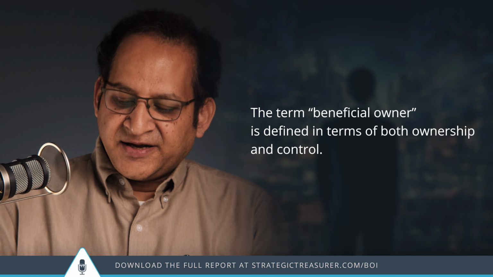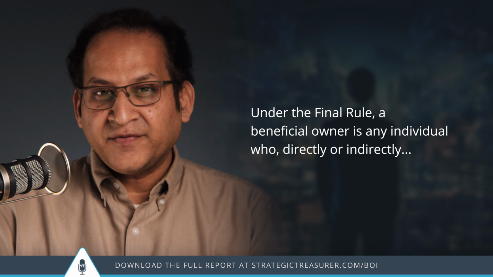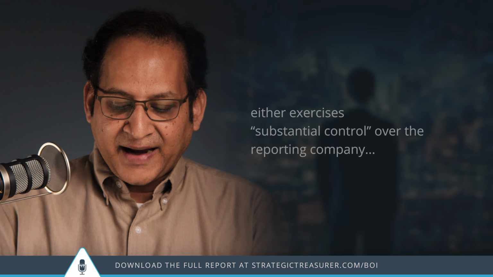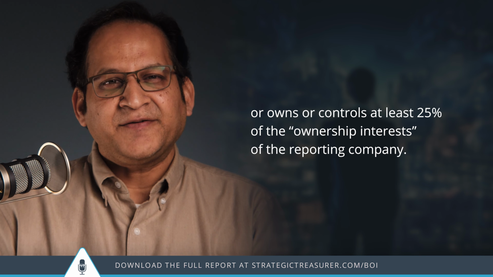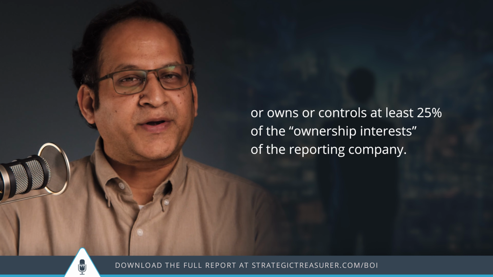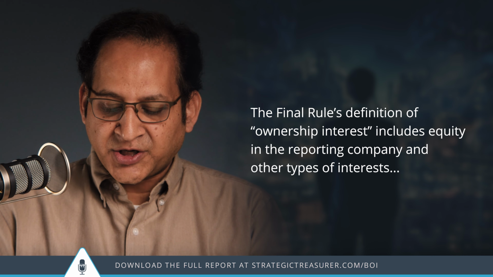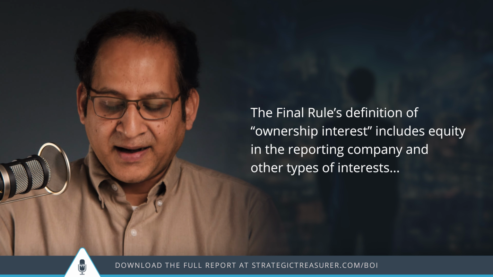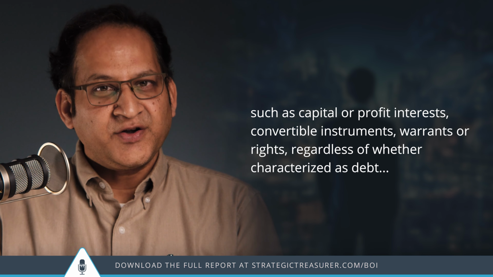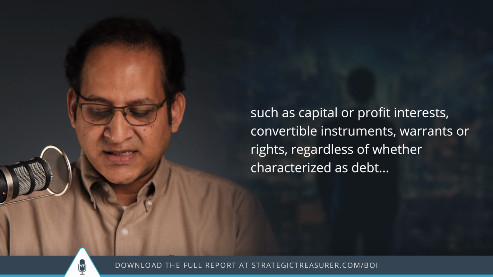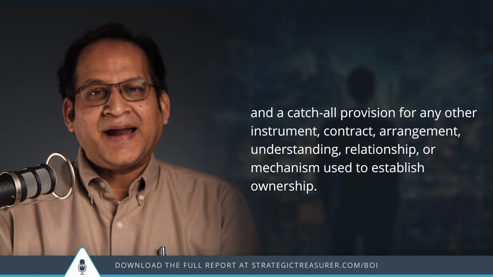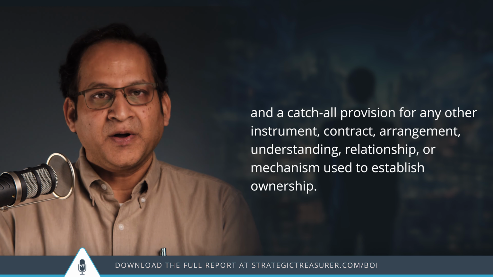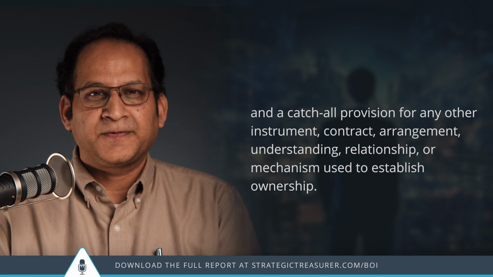The term beneficial owner is defined in terms of both ownership and control. Under the final rule, a beneficial owner is any individual who directly or indirectly either exercises substantial control over the reporting company or owns or controls at least 25% of the ownership interests of the reporting company. The final rule's definition of ownership interest includes equity in the reporting company and other types of interests such as capital or profit interests, convertible instruments, warrants or rights, regardless of whether characterized as debt, and a catch-all provision for any other instrument, contract, arrangement, understanding, relationship, or mechanism used to establish ownership.